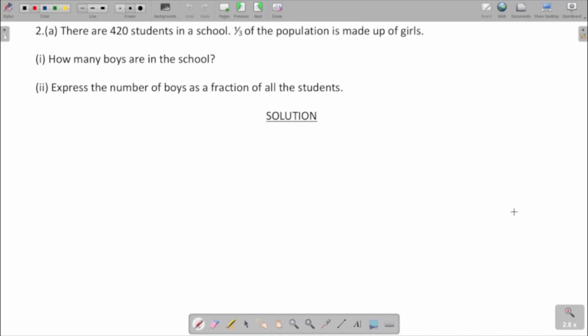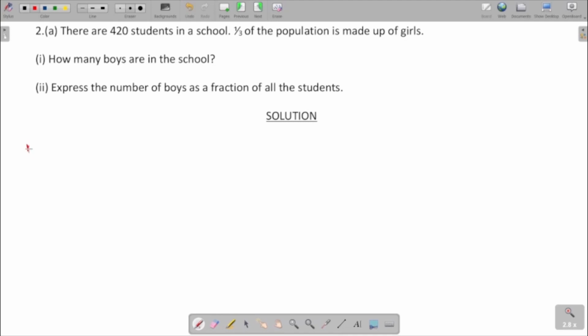Question 2A says that there are 420 students in a school. One third of the population is made up of girls. How many boys are in the school? This is a straightforward question. That's the first solution we have to solve.